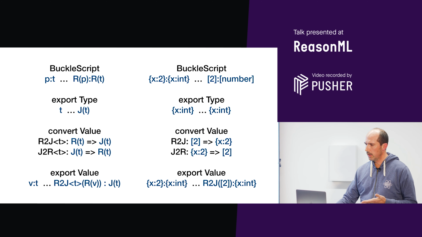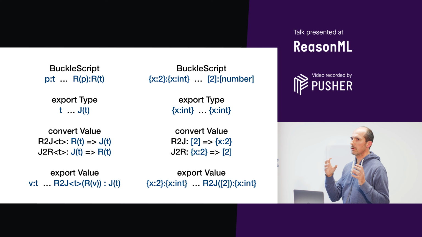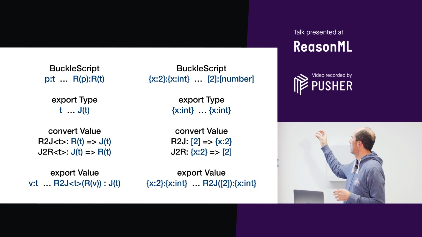So concretely, if you look at one example, we can start from the record type, x of type int, and then one value, which is x is 2. That's the Reason value. Now, let's see what is the runtime representation. We run it through the compiler, and it turns out that this record is represented as an array. So it's an array which contains 2 in it. That's great for efficiency. For runtime execution, it's not great if you want to interface with that from JavaScript.